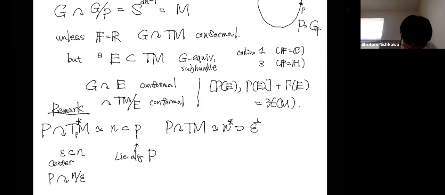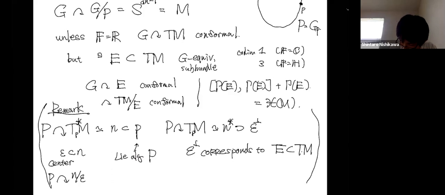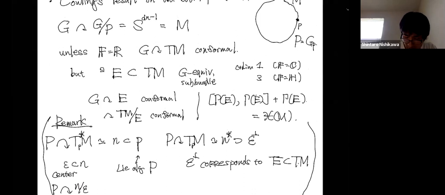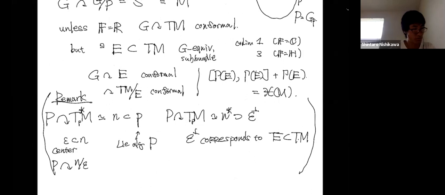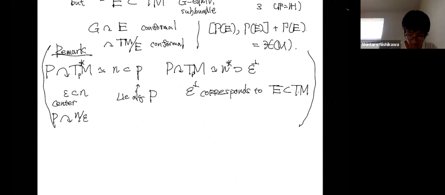So E corresponds to... there is some algebra going on, but I just want you to see that there is a G-equivalence of bundle on which the G action is conformal. That would be important later, not soon, but I just mentioned it.